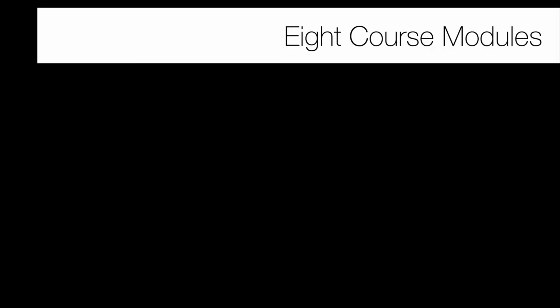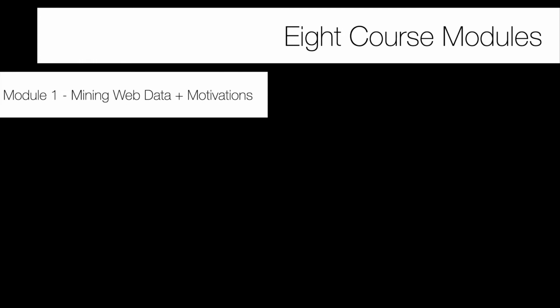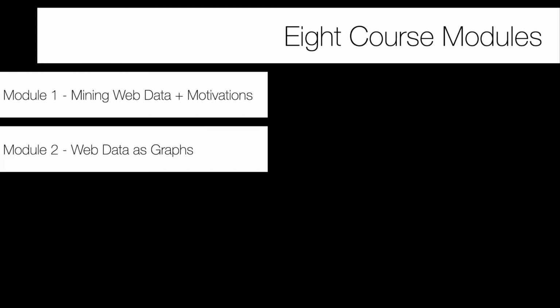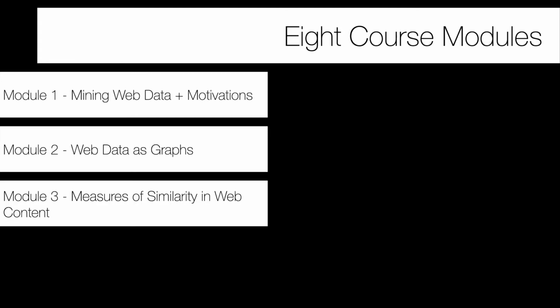The course is broken down into 8 modules. Module 1, which is where we are now, we'll be talking about mining web data and motivations for this. We'll talk about in Module 2, explaining the web as a graph, or using concepts from network analysis and graph models to mine interesting insights from the web.